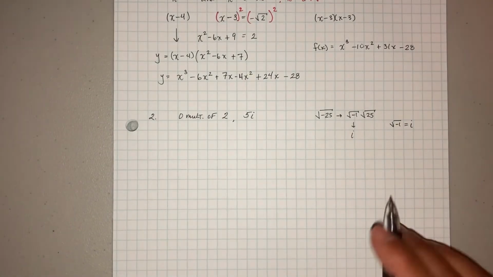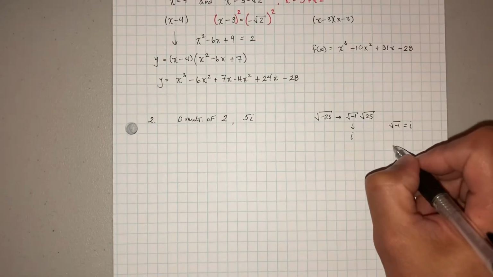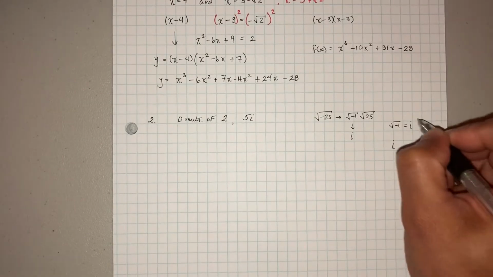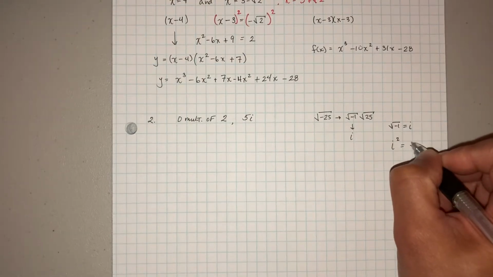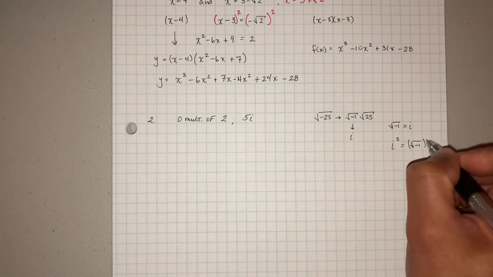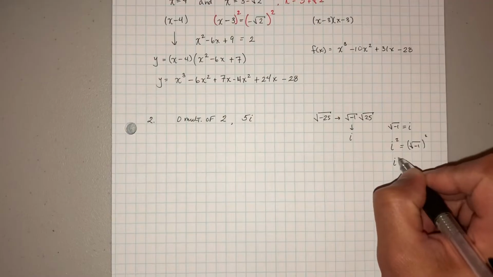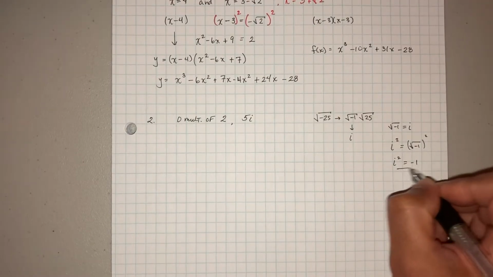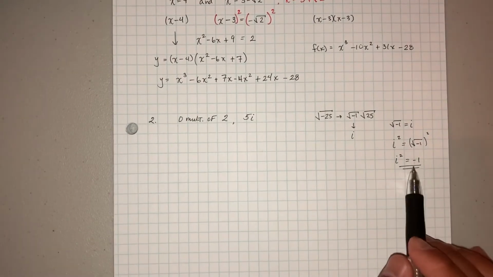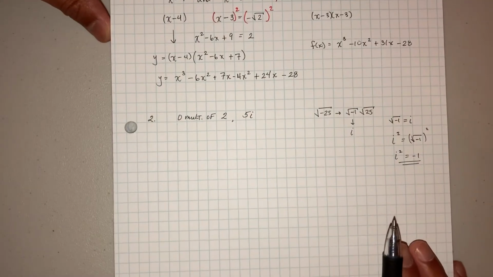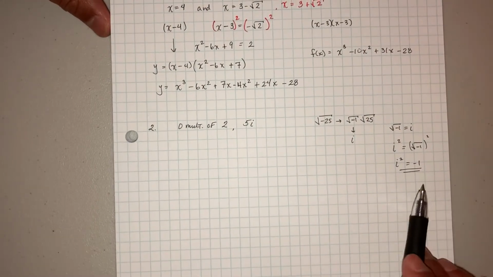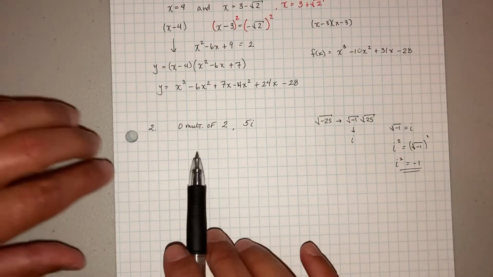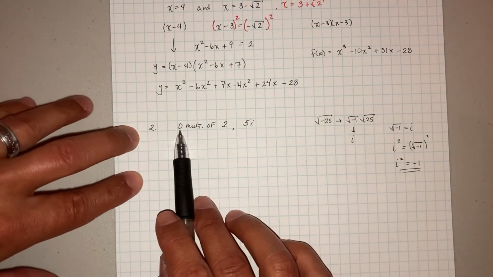And this is important because now if I square both sides, I square the right and I square the left, I get i squared equals the square root of negative 1 squared. And then I end up with i squared is equal to negative 1. So this is key right here. And this is what we're going to be using when we write the equations for these polynomial functions.